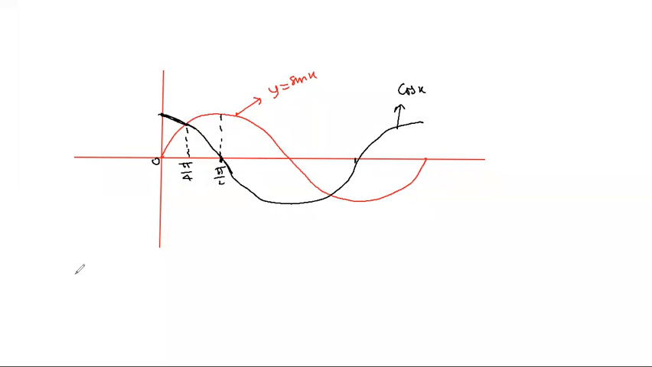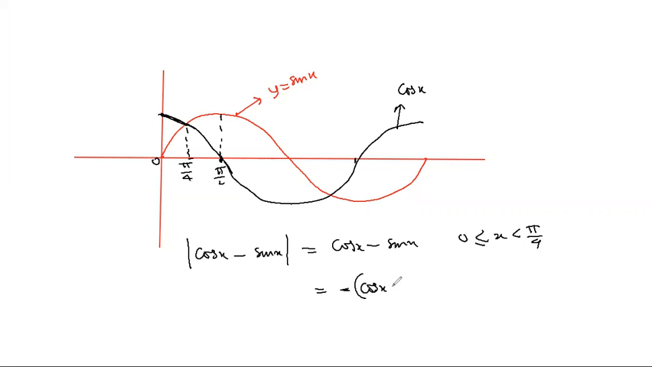Yes. So the modulus of cos x minus sin x will be the same as cos x minus sin x from 0 to pi by 4. Is that right or not? And in the interval where sin x is greater than cos x, cos x minus sin x will be negative. So I can write minus of cos x minus sin x from pi by 4 to pi by 2. Will that work or not? Please understand and speak to me. Yes or no?